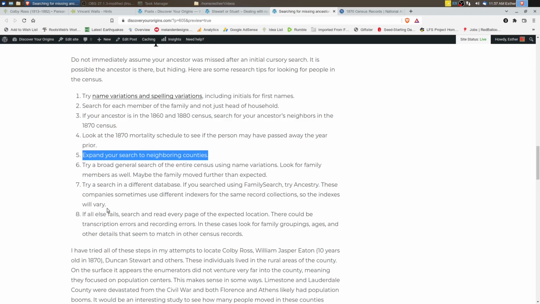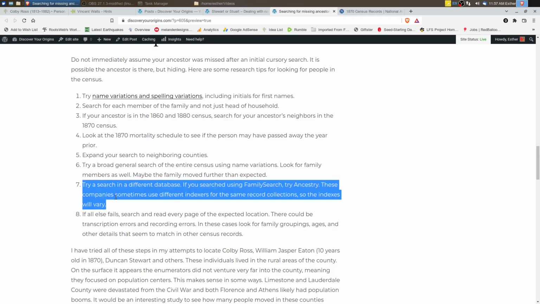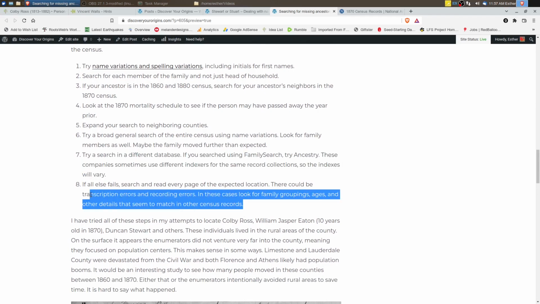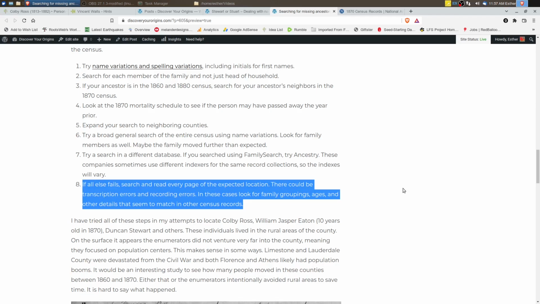You can try searching in different databases. FamilySearch and Ancestry have used different indexers to index the same record, and the indexes are a little bit different. So sometimes you may find something in Ancestry easier than you would in FamilySearch, or vice versa. And then the last thing that we did to try to find Colby Ross is that we read every page of the 1870 census for Limestone County, Alabama, and I was unable to locate him or any of his family members.